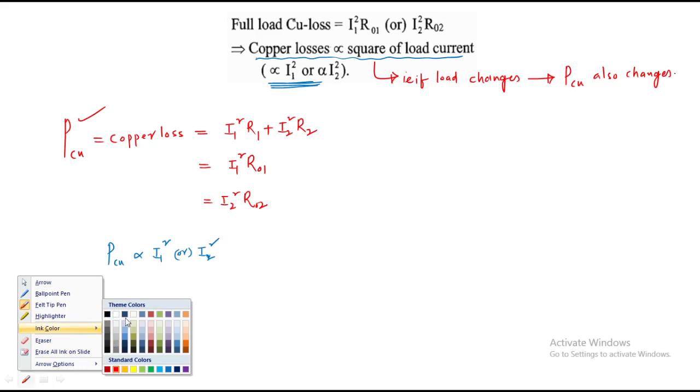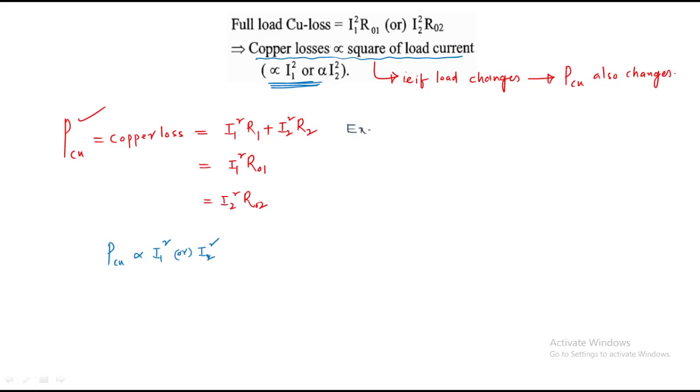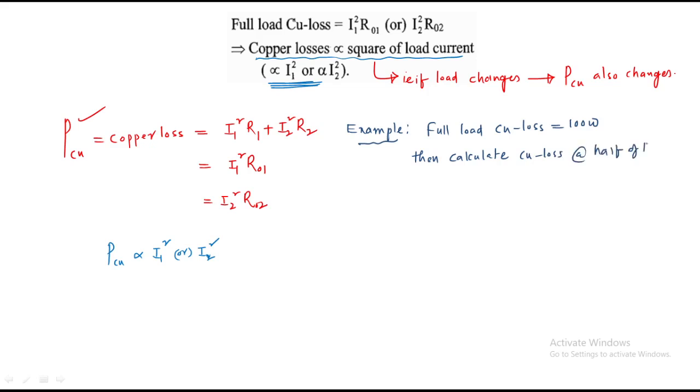For this, I would like to consider one example. Let us take full load copper loss as 100 watts. Then calculate the copper loss at half of the full load. The given data is what? Full load copper loss is nothing but 100 watts. Then calculate copper loss at half of the full load.